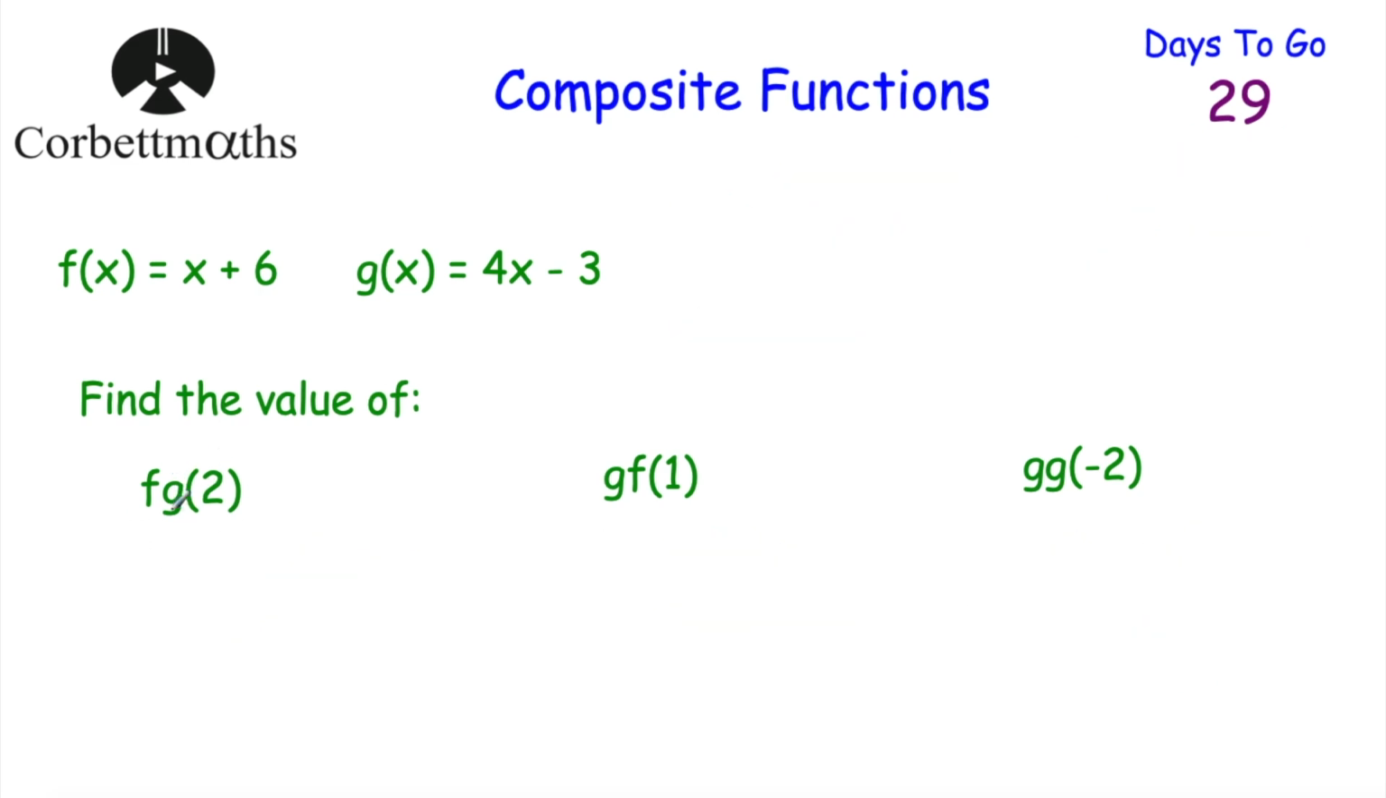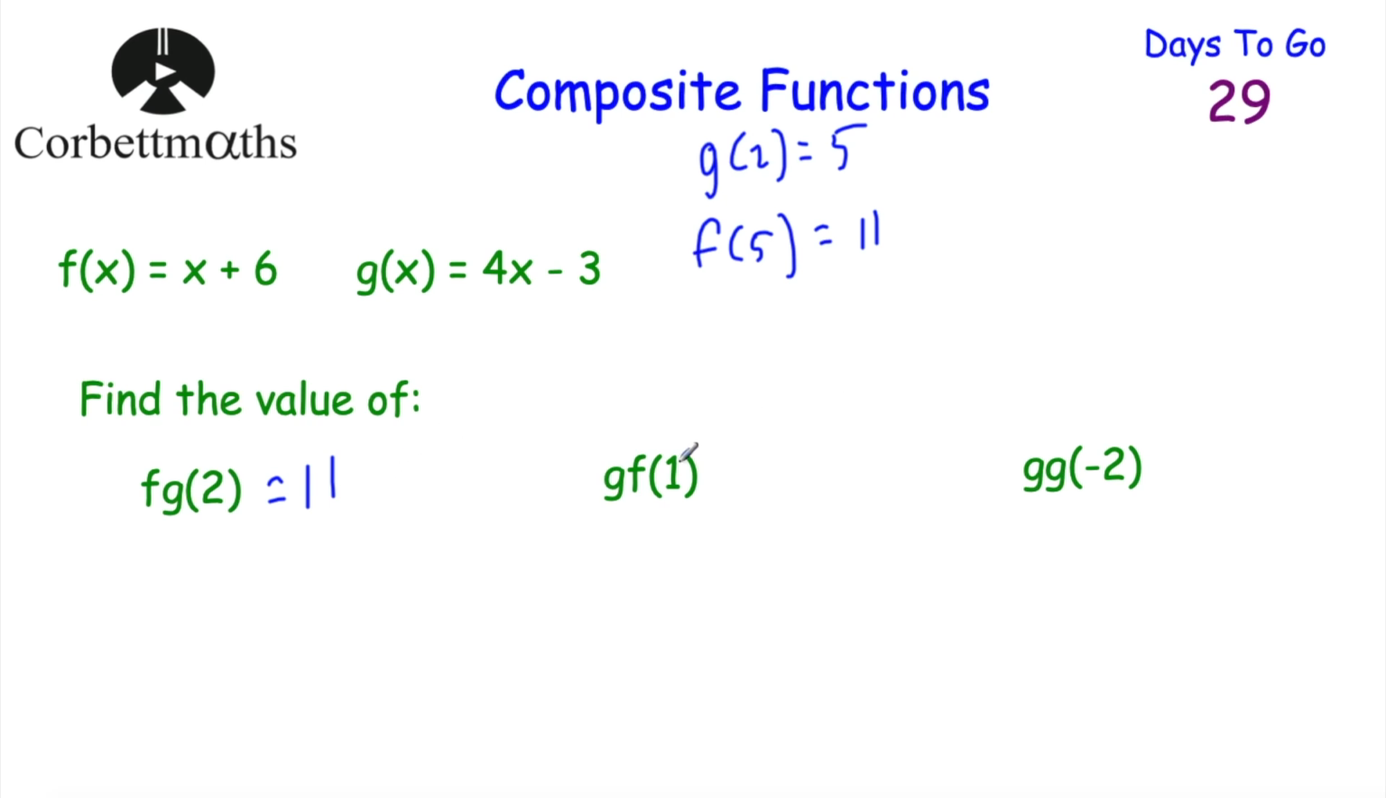Okay, so if we wanted to work this out, we're going to let x equal 2 and apply function g first of all. So we're going to find g of 2, and that's equal to 4 times 2, which is 8, minus 3, which is equal to 5. Now we're going to apply function f, so we're going to substitute 5 into function f. So f of 5 would be equal to 5 plus 6, which is 11. So that's equal to 11, and that's what we had before.